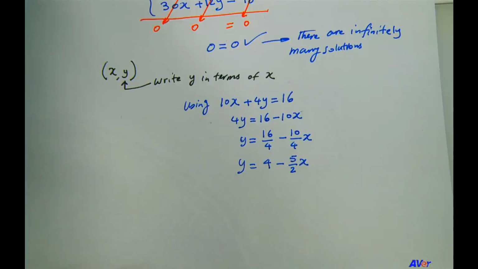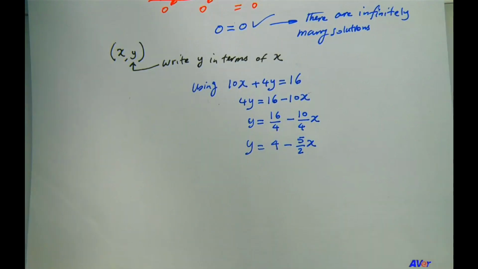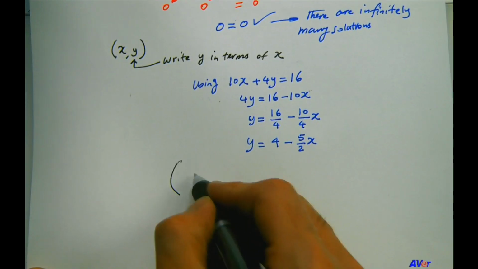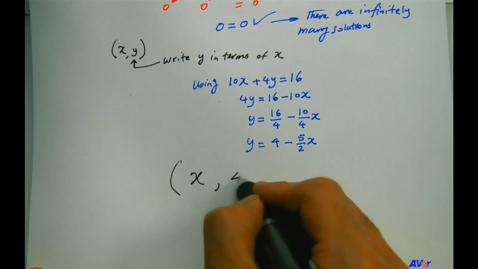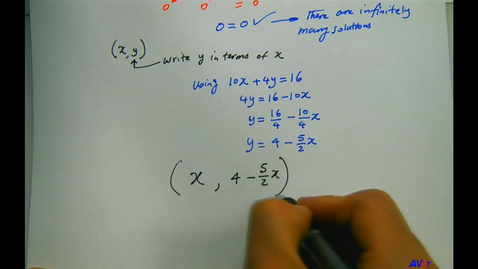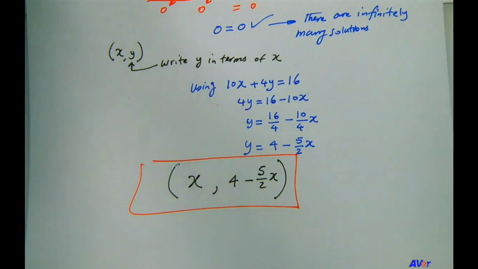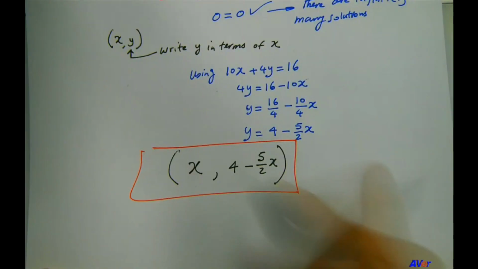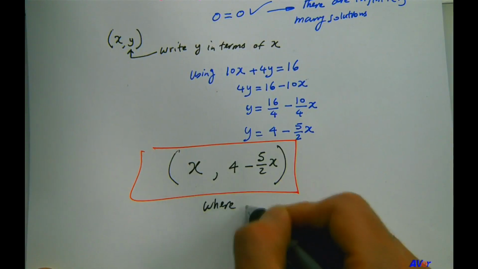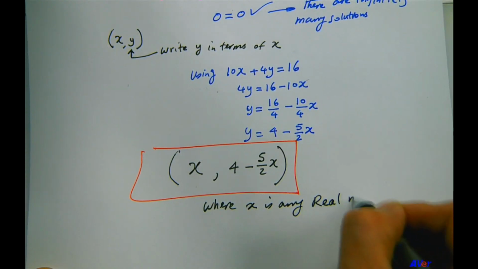So that is y, and x is x. The general solution in this case will be this: parenthesis x comma, instead of y, 4 minus 5 halves x, close parentheses. So we now have the general solution for this system written in terms of x, where x is any real number.